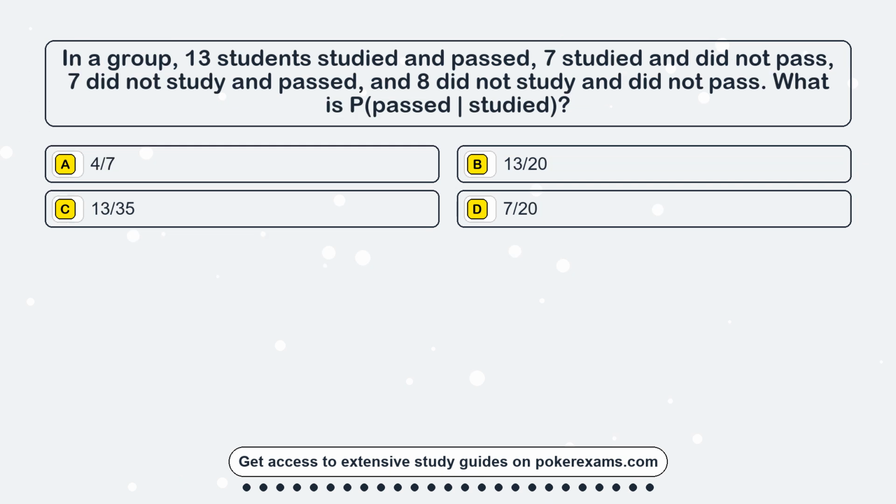Question 23. In a group, 13 students studied and passed, 7 studied and did not pass, 7 did not study and passed, and 8 did not study and did not pass. What is P(passed | studied)? Option A, 4/7. Option B, 13/20. Option C, 13/35. Option D, 7/20.